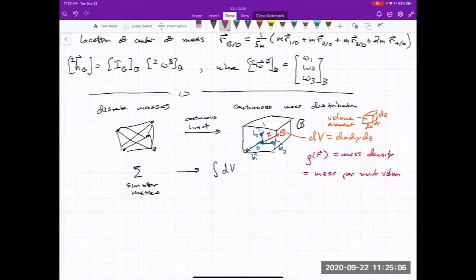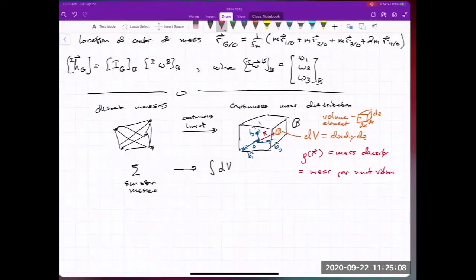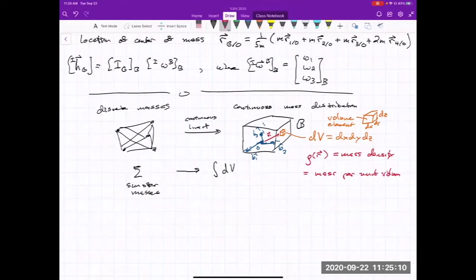And often the assumption is made, just to simplify computations, that it's uniform density, but this doesn't have to be the case. You could have a material that varies in its density. So this thing could vary throughout the body.